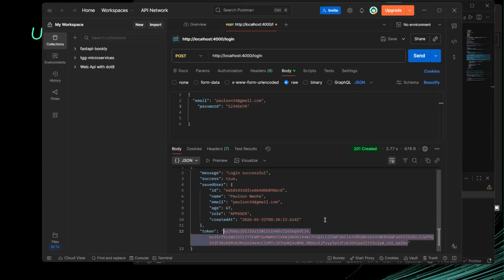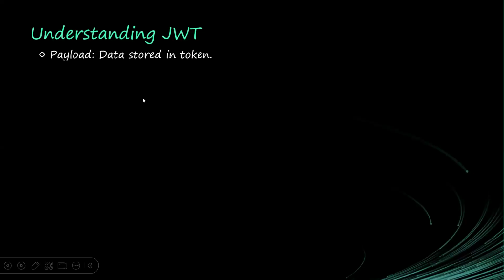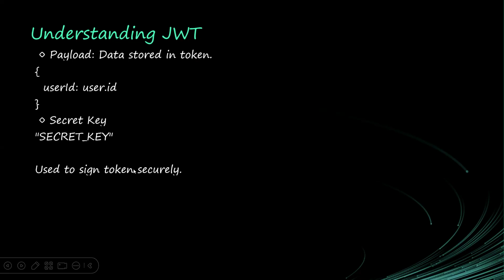So this will be saved by the client. Now we are going to create a middleware to protect our routes. But right now we have sent the token to the client, so the client can now save it. The payload is the data that we stored in the token. In this case, we stored the user ID and the email in the token. Our secret key is also there, you can copy the one I just gave. It's used to sign the token securely.